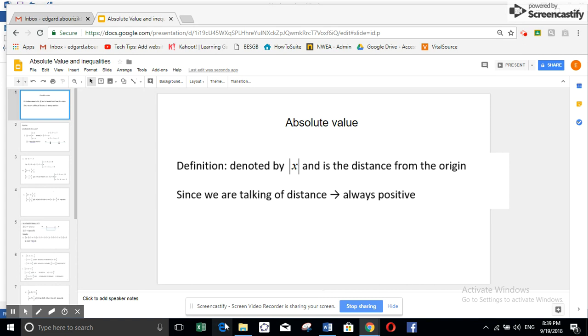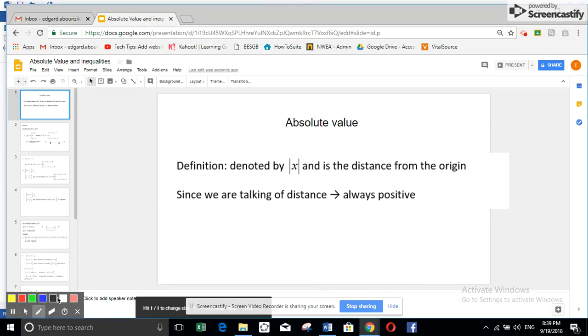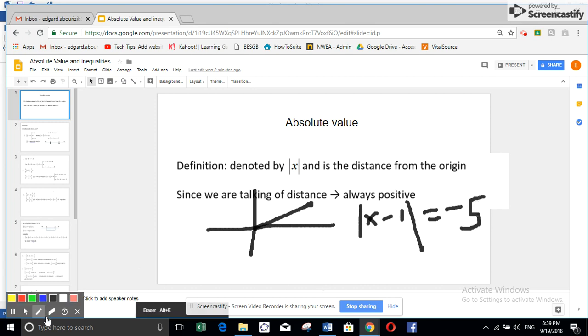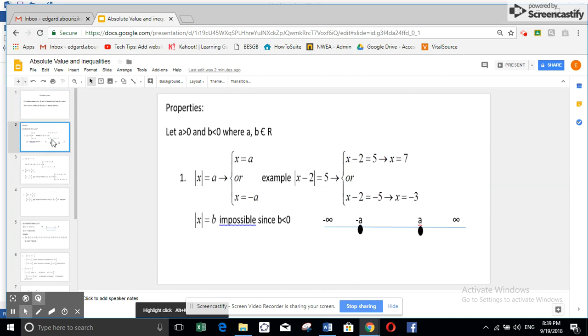Since we're talking about the distance from the origin, this means that the distance must be positive. So we cannot have a distance from an origin to a point and the distance be negative. So absolute value of x equal to a negative number is impossible. For example, suppose you have absolute value of x minus 1 equal to minus 5. This is impossible because the distance can never be negative.